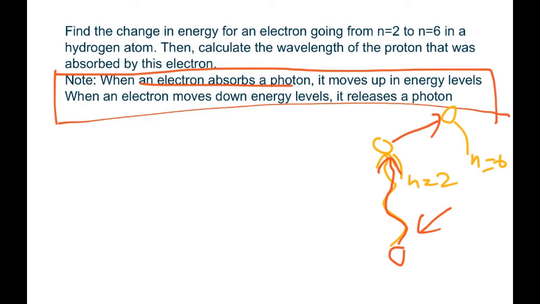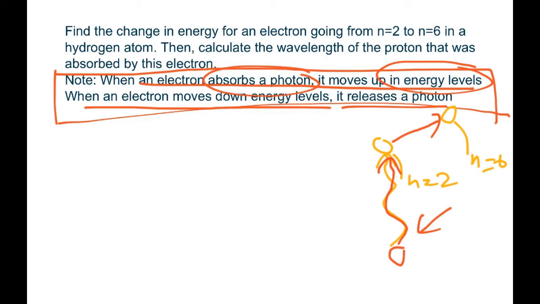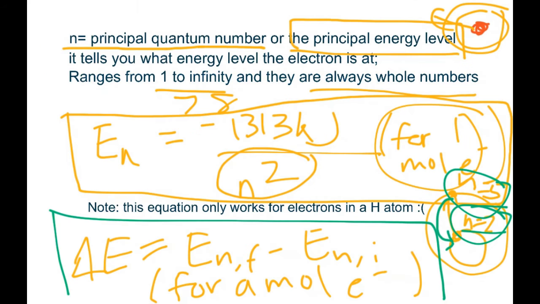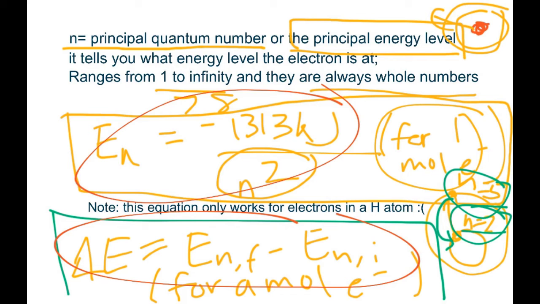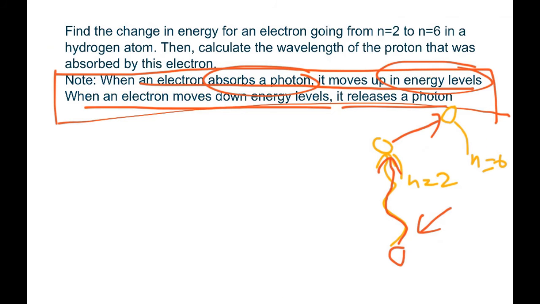So when an electron absorbs a photon, it moves up in energy levels. When an electron moves down energy levels, it releases a photon. So in this case, it moves up, so it's absorbing a photon. Now let's find the energy change for an electron going from n equals 2 to n equals 6, using this equation right here as well as that. So what will happen is that we have to find the change in energy for a mole of electrons going from 2 to 6 first.